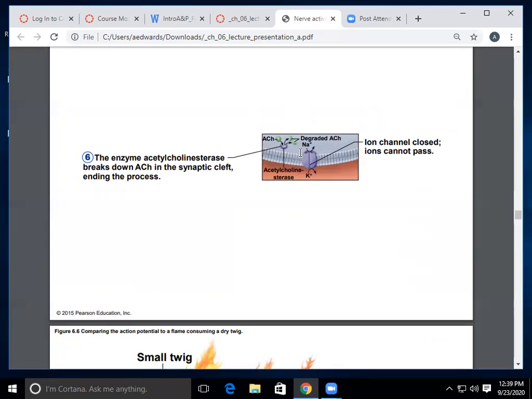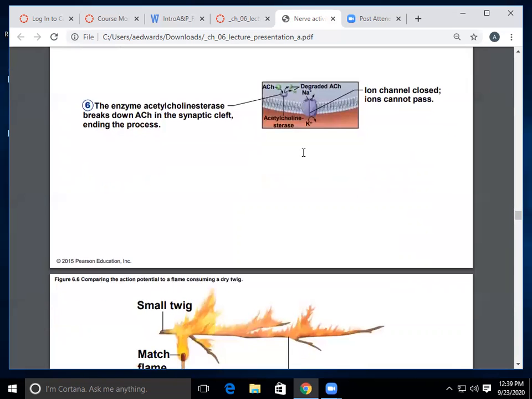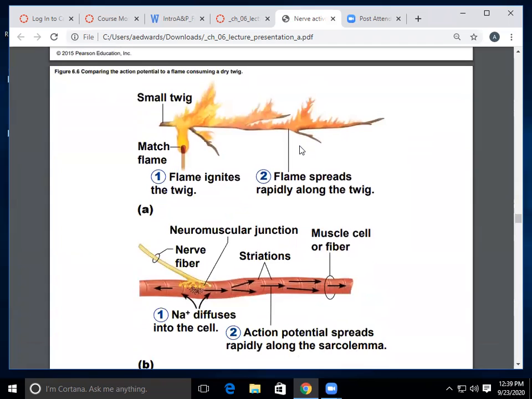And again, this doesn't go on forever. Acetylcholinesterase enzyme attaches, or acetylcholine can attach to acetylcholinesterase and break it down, and it stops muscle contraction by closing these channels. And the ions can no longer get through.